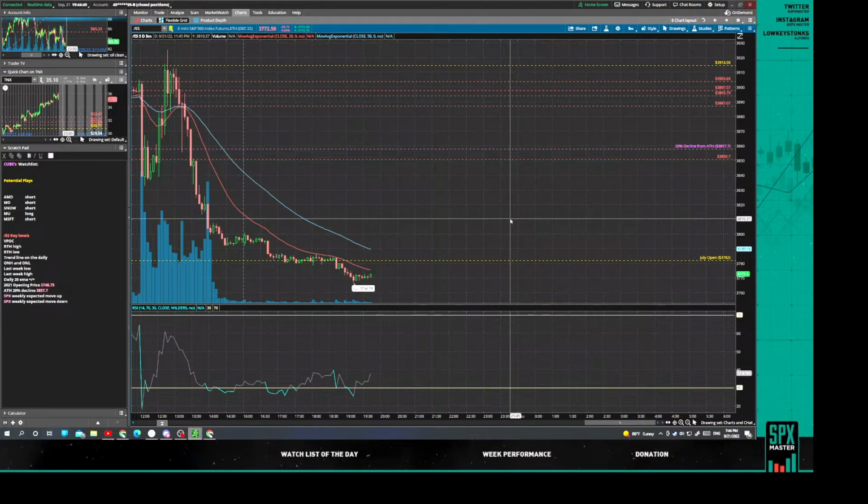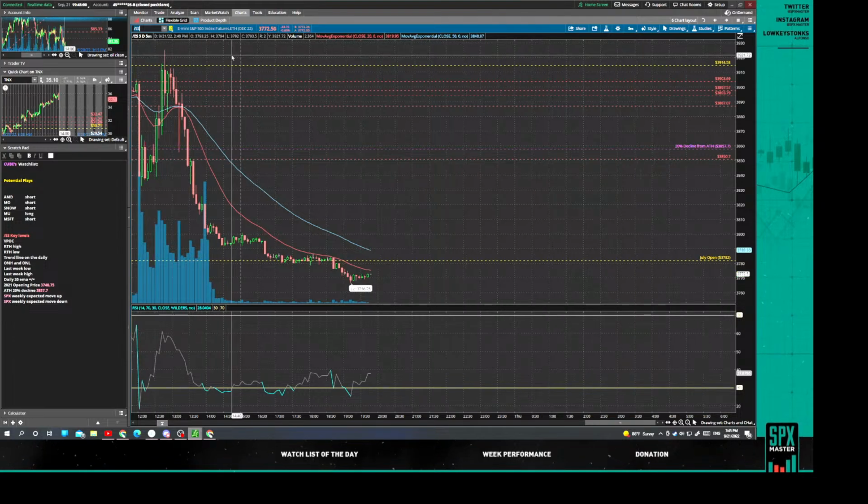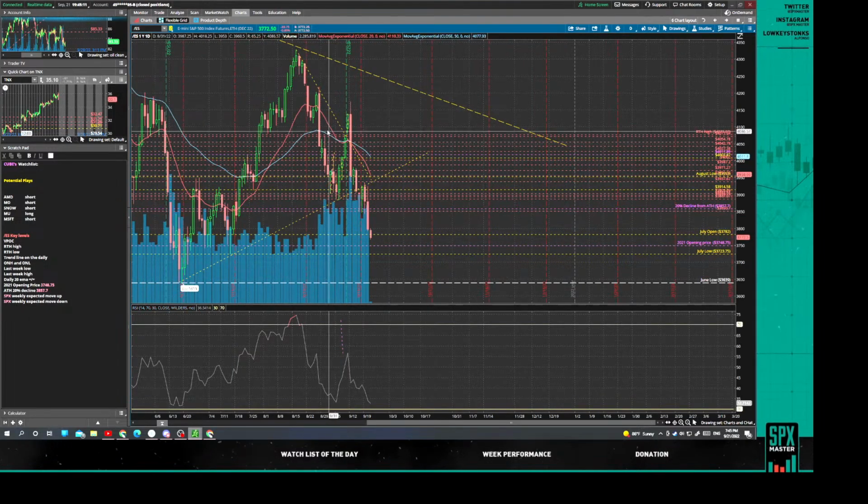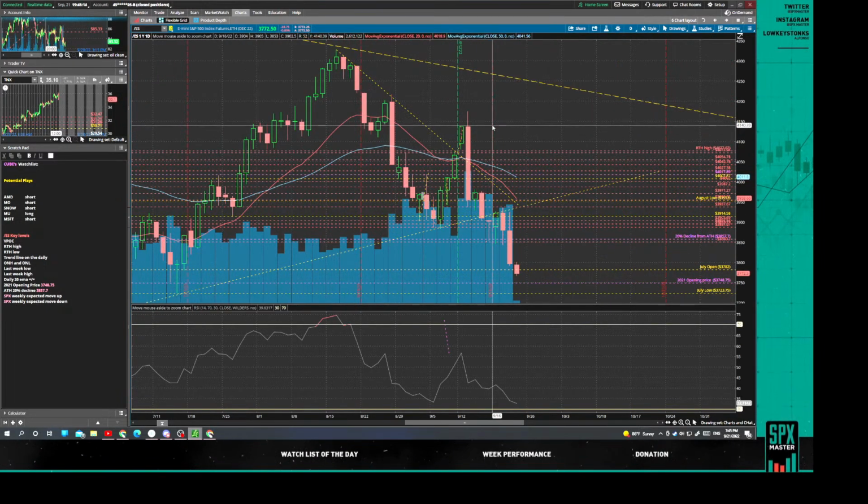Okay. So that's what I have. I only have one long setup, which is MU. Has anybody, I repeat, has anybody seen a good setup for long anywhere on the market? Because, yeah, the edge is to the downside, definitely. The edge is to the downside.